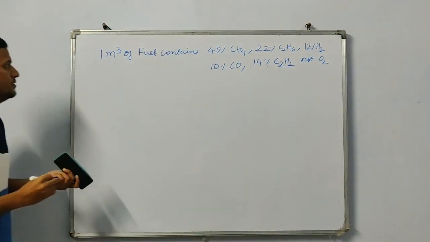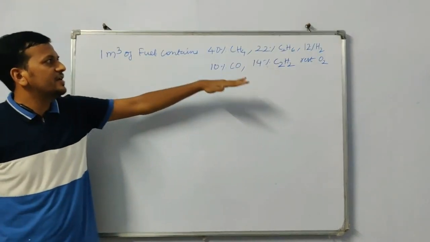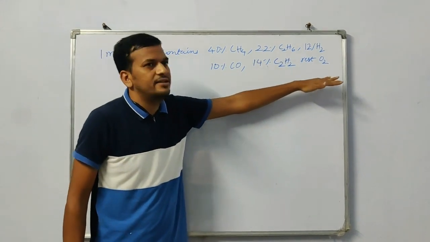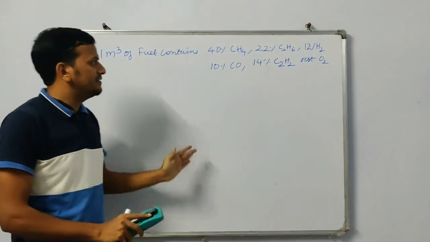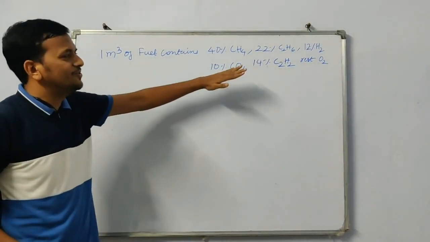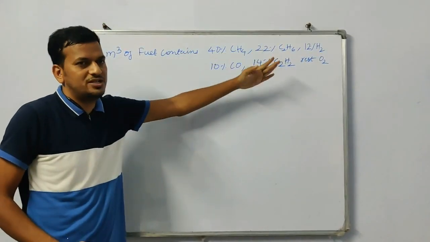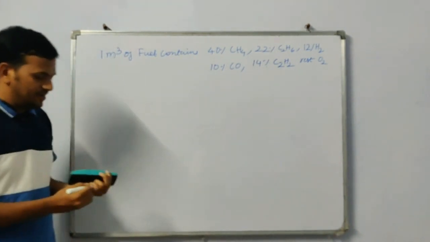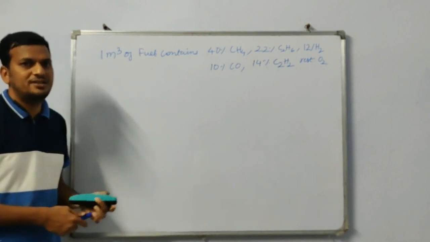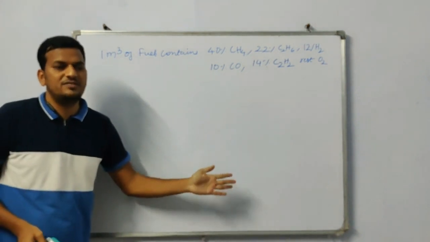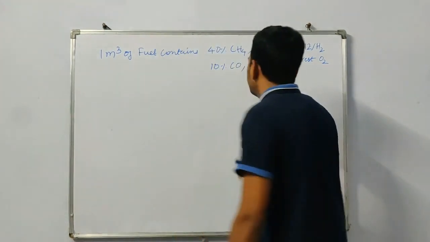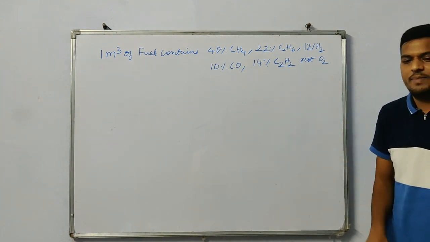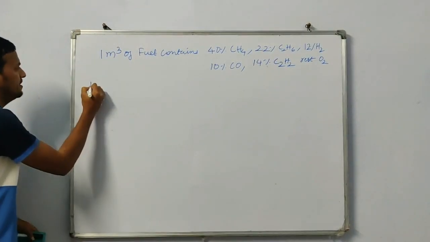Okay, so you see the question now. 1 meter cube of fuel contains 40% methane, 22% ethane, 12% hydrogen, 10% carbon monoxide, 14% acetylene, C2H2, and the remaining part is oxygen. So calculate the volume of air required for complete combustion of fuel. You need not worry about the other things like CH4, C2H6. In fact, this numerical is very simple compared to the previous numerical. For anything, you are supposed to write the balanced equation. I said you apply the first principle for calculation of air quantities, which is the law of definite proportions. When you combust any hydrocarbon, it always produces carbon dioxide and water. So the only thing you need to do is balance the equation. I am writing the first and second one now. First one, methane.